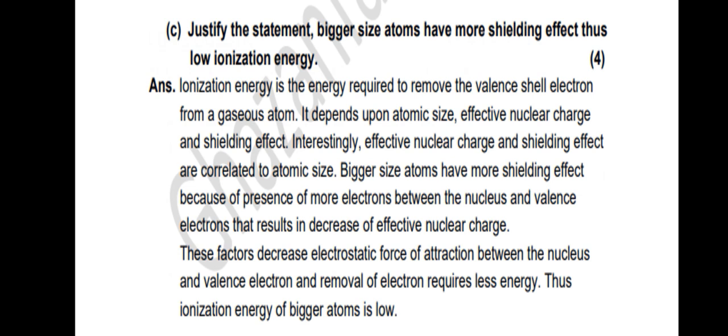When there is increase in the number of shells and increase in the shielding effect, you can see that there is ease to remove the electron from the valence shell. So you can remove the electron from the valence shell very easily by providing a small amount of energy. So ionization energy decreases when shielding effect increases or atomic size increases. You have to give some logical reasons here, so your answer will be correct. So that is the end of your discussion.